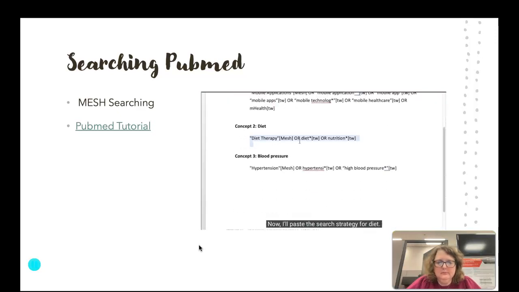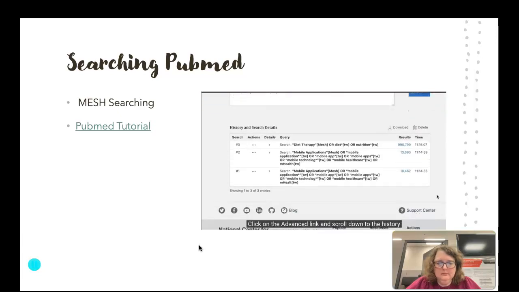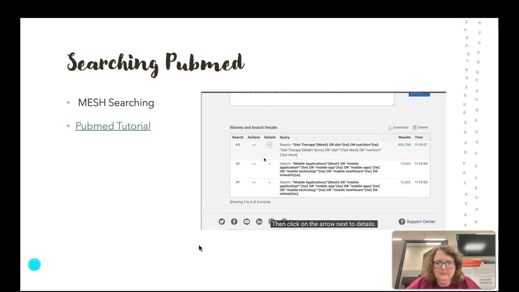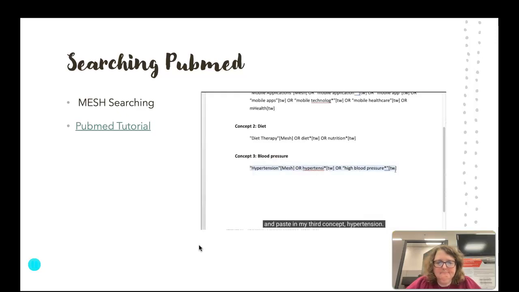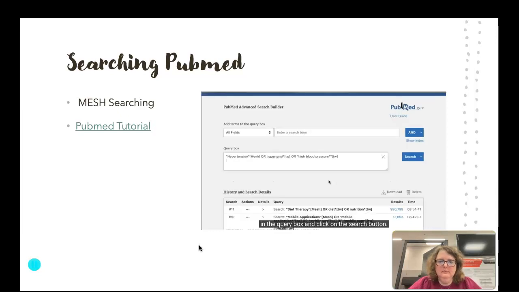Now I'll paste the search strategy for diet. In addition to looking for spelling mistakes, it's also a good idea to look at the search details for each concept to make sure PubMed is searching exactly how you want it to. Click on the advanced link and scroll down to the history and search details. Then click on the arrow next to details. Everything looks good here, so I can go back to the PubMed search box and paste in my third concept, hypertension. If you're on the advanced search page, you can also paste in your search strategy in the query box and click on the search button.